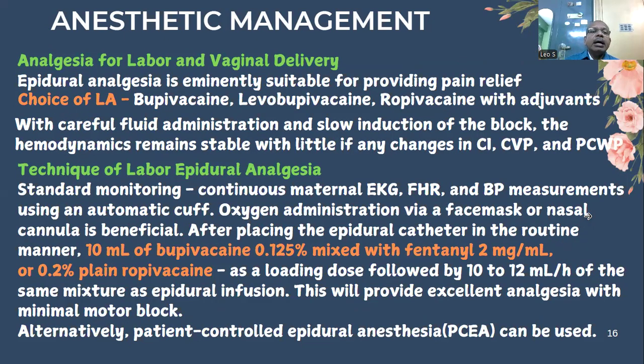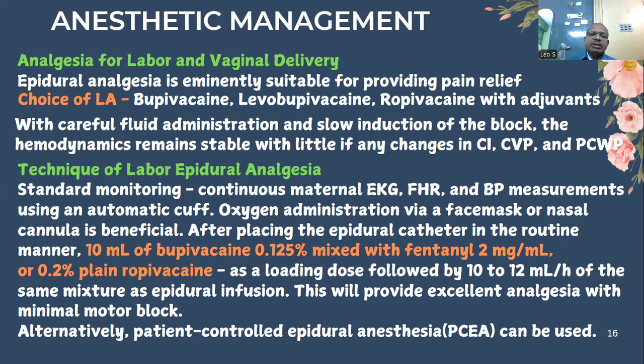Anesthesia for labor and vaginal delivery by means of epidural anesthesia is an eminently suitable one. The commonly used local anesthetics are bupivacaine, levobupivacaine, ropivacaine with adjuvants. With careful fluid administration and slow induction of the block, the hemodynamics remain stable with little, if any, changes in the hemodynamics. Technique of labor epidural analgesia is standard monitoring with ECG, SpO2, BP, and fetal heart rate.